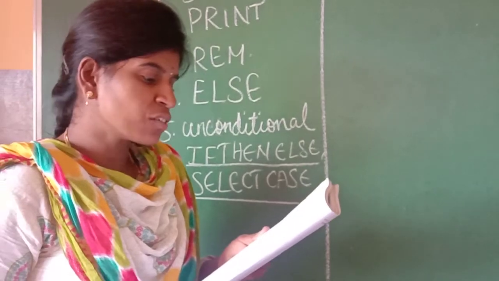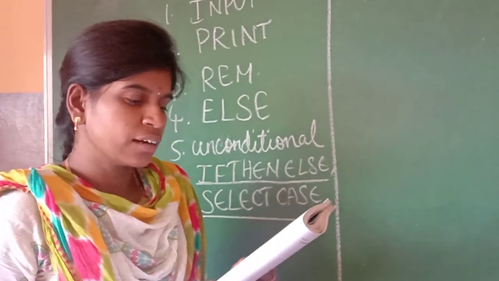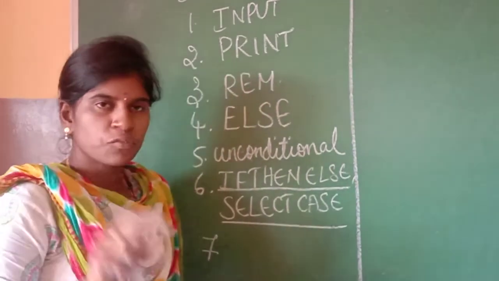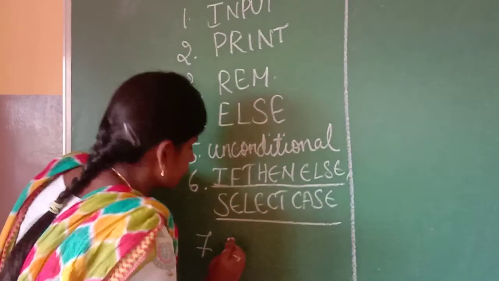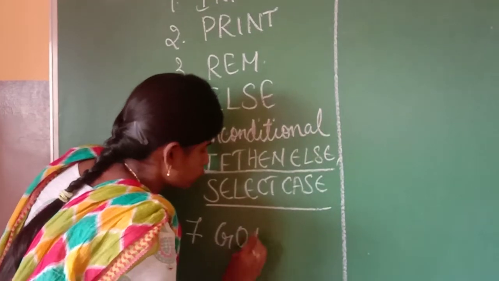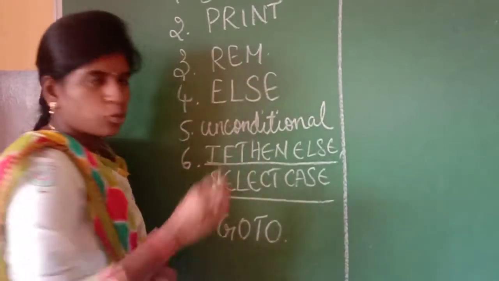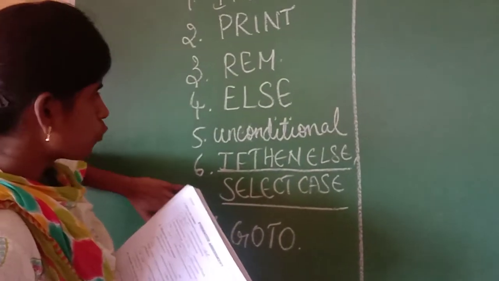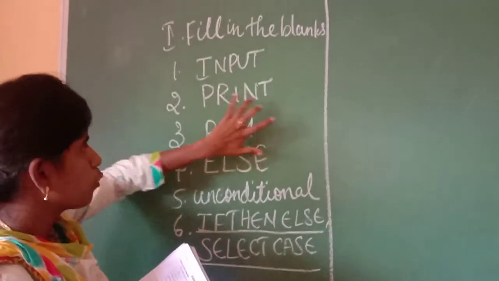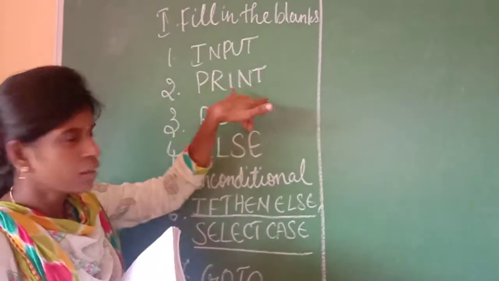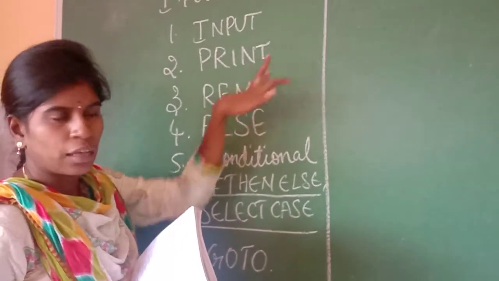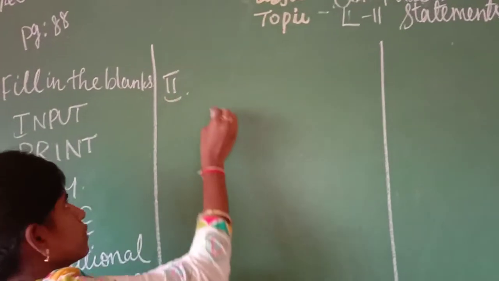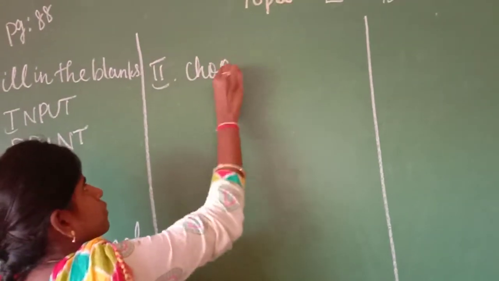Seventh one, dash is the simplest control transfer statement. So, if we are transferring control from one statement to another, that statement is called a go-to statement. I request everyone to write in this format only. Write everything in block letters because the statement will be in this format only. Okay. Next, we are moving to the second main, that is choose the correct answer.